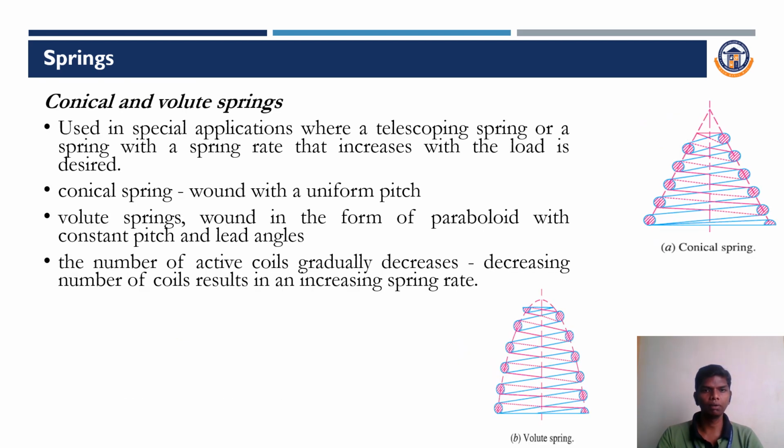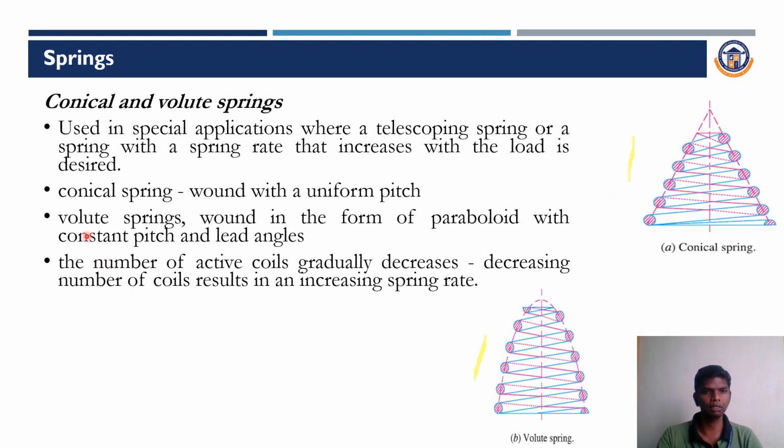This is a conical and volute spring. The first diagram shows the conical spring, and the second diagram is a volute spring. They are used in special applications where telescoping springs are needed, with a spring rate that increases with the load. Conical springs are wound with a uniform pitch. So it clearly shows the characteristics of a conical spring.